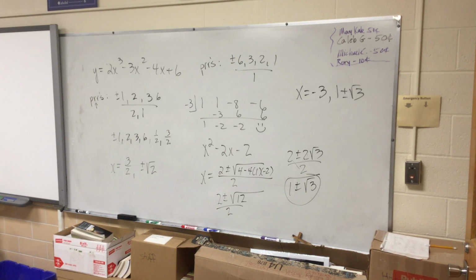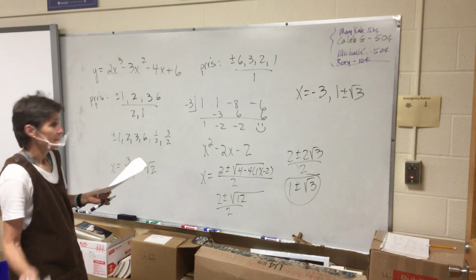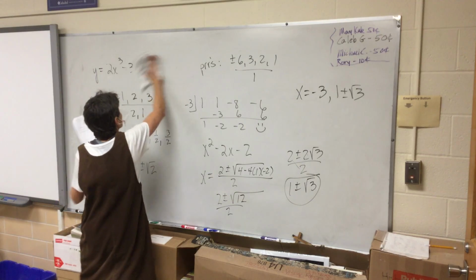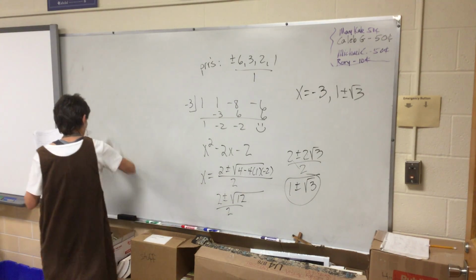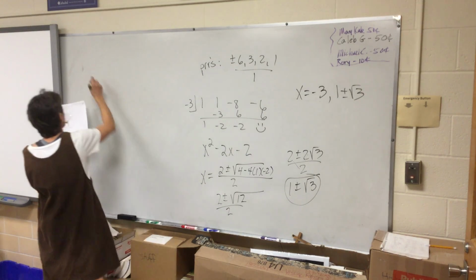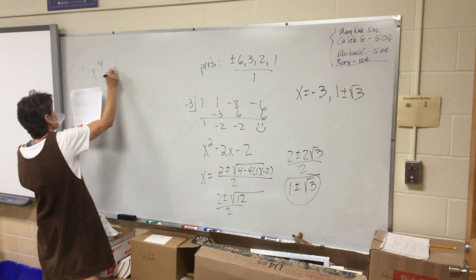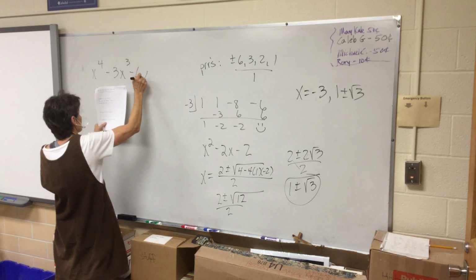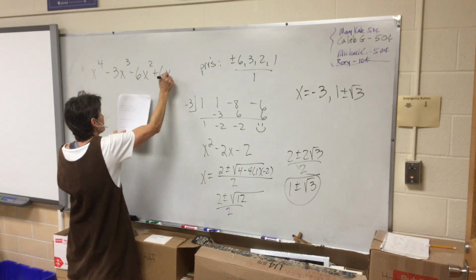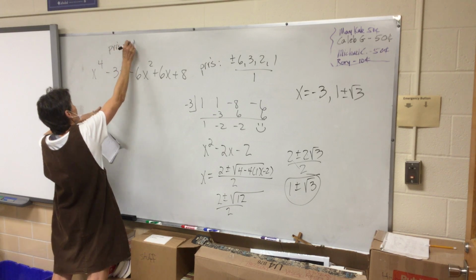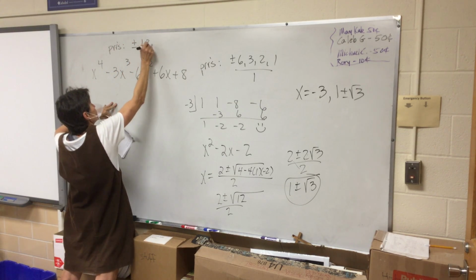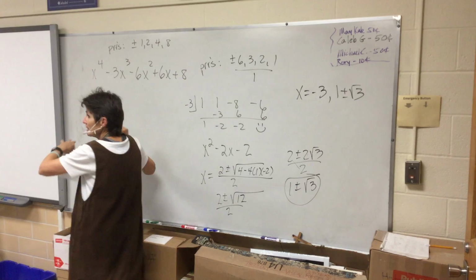Okay. All right, oh my. Look at the next one. It's big. We've got it. We can do it. What are your PRRs? What are our possibilities this time? 1, 2, 4, and 8. Not a very big list.